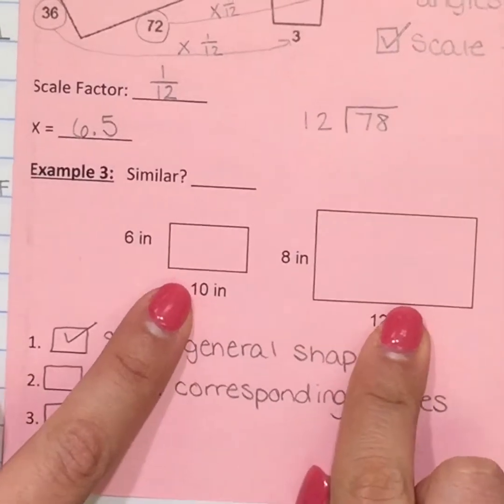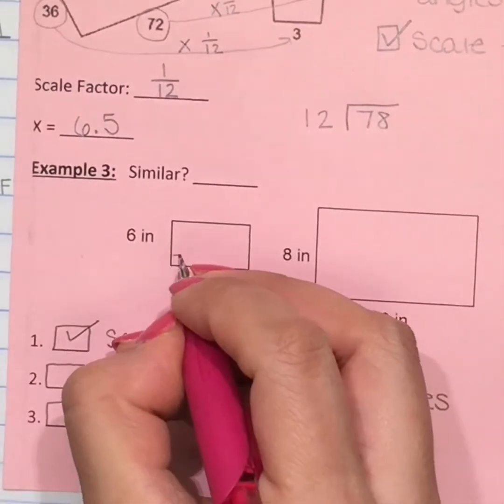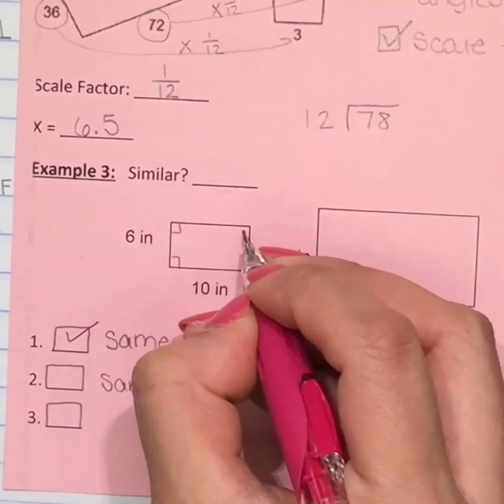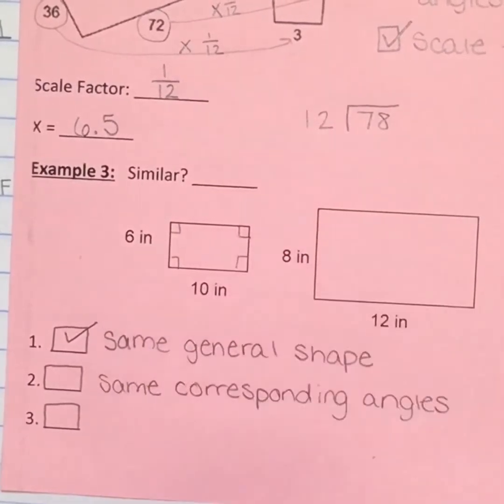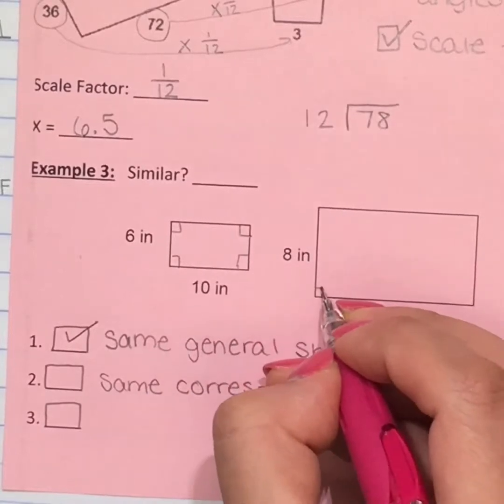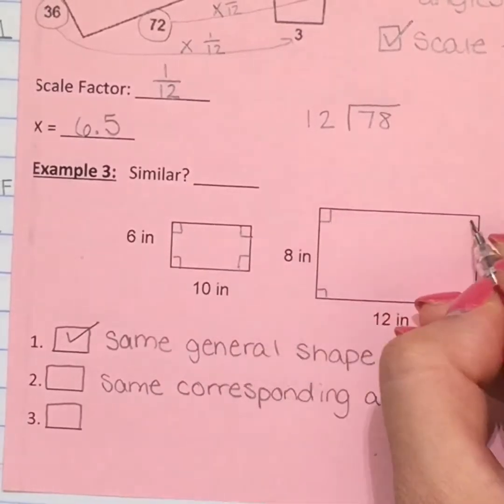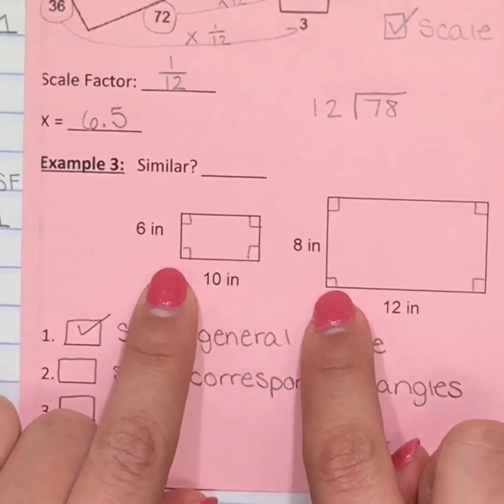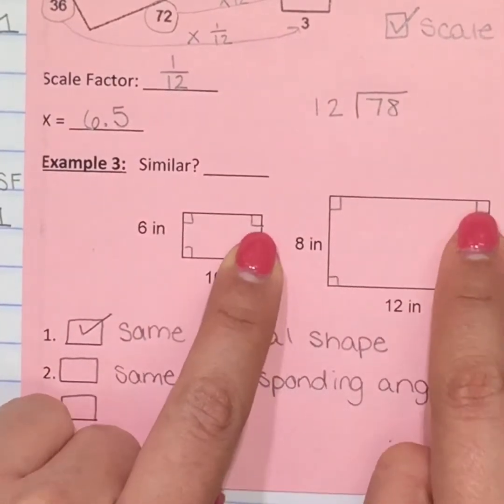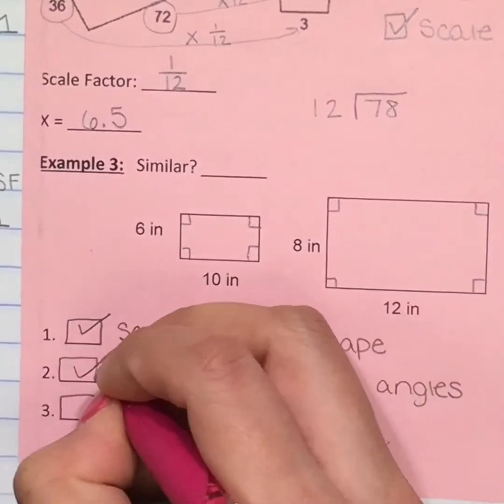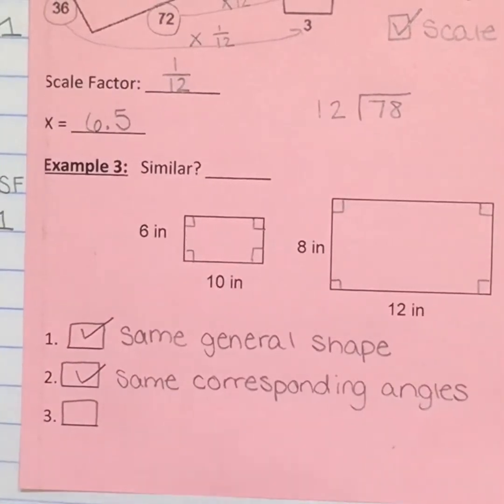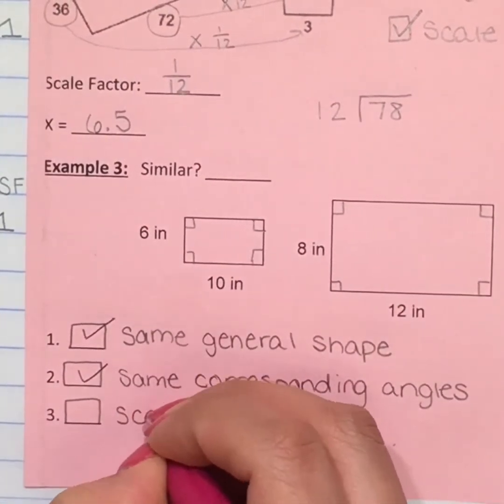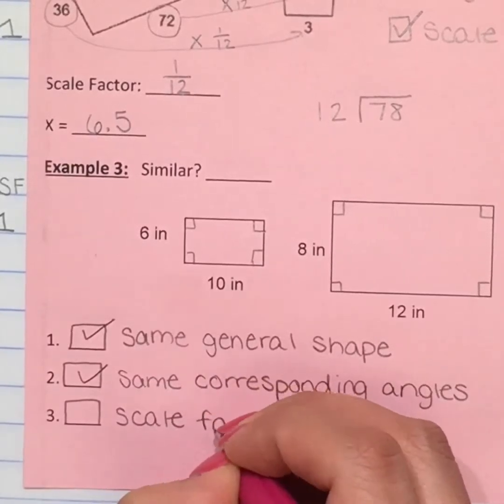And looking at these two, they're rectangles, and I know that all angles in a rectangle are 90 degrees. These are 90 degrees, these are 90 degrees. And in this rectangle, it's a rectangle, so they're all 90 degrees. So, are they the same corresponding angles? This one, to this one, to this one, to this one. Yes, they're all 90 degrees, so check. And the third one, you were supposed to see if there was a scale factor.